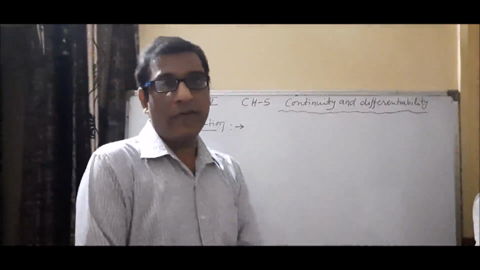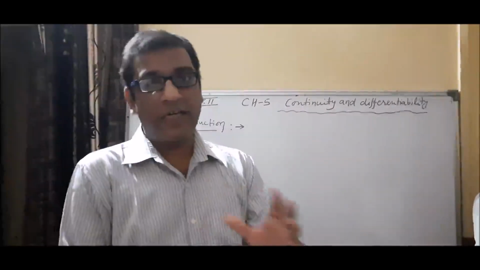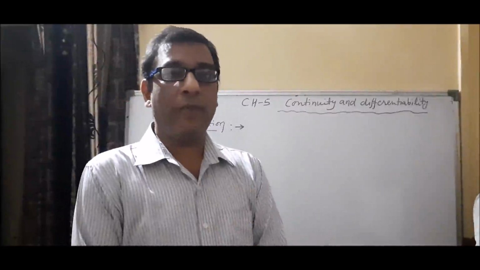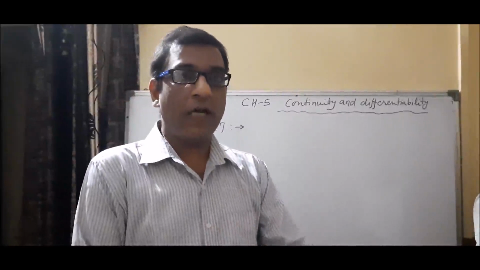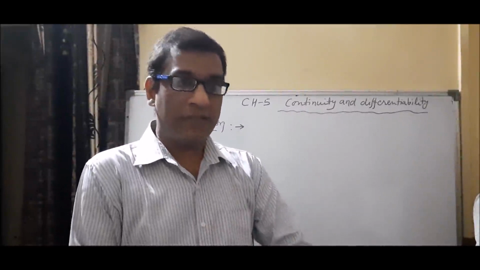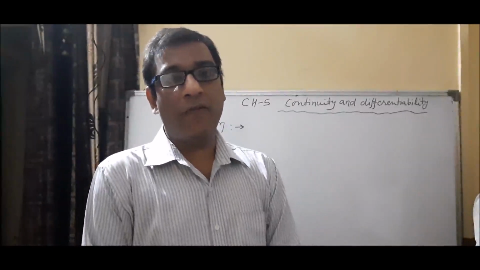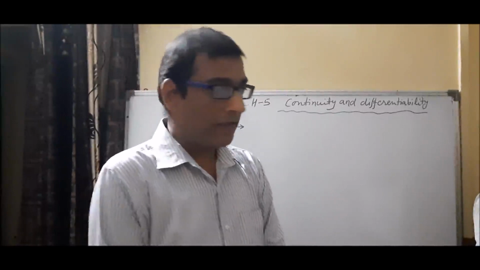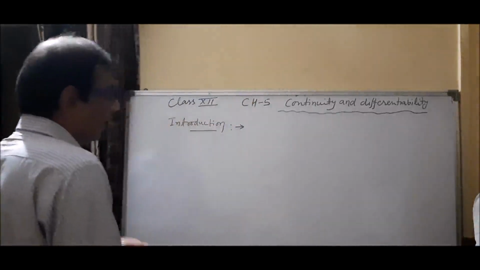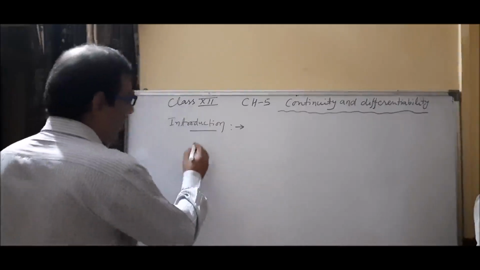So, first we will continue with the word continuity. In simple words, we can say a function is continuous at a given fixed point if we can draw the graph of that function around that fixed point without lifting the pen from the plane of the paper. So for a function, how will we give the definition of continuity?